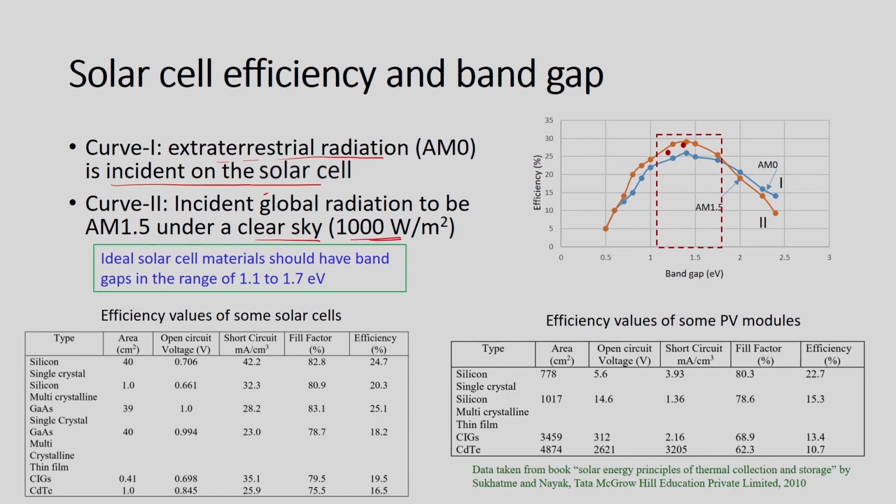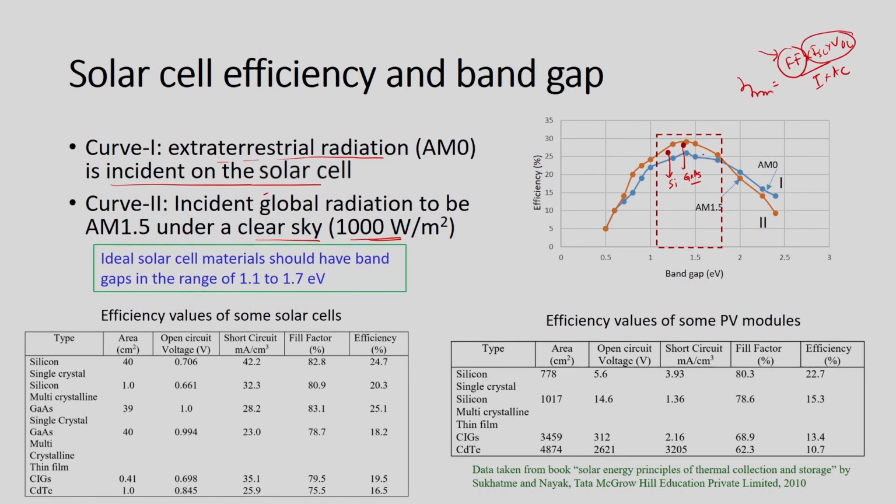So, if we plot it, what can we get? This is for silicon and this is for gallium arsenide. As we understand, this eta max is related to the fill factor, then I_SC, then V_OC, and then the incident power, I_T into A_C. So, this will be good for high values of band gap and this will be for low values of band gap.